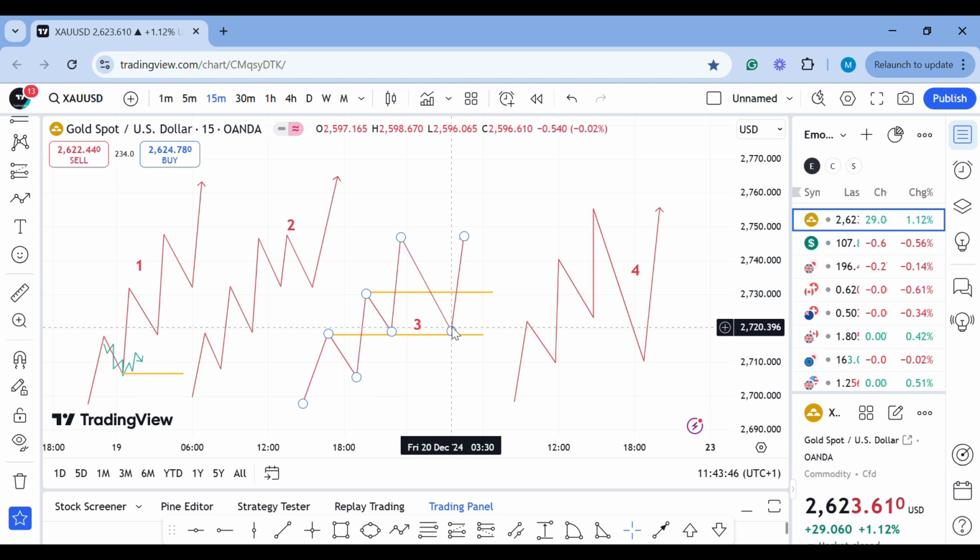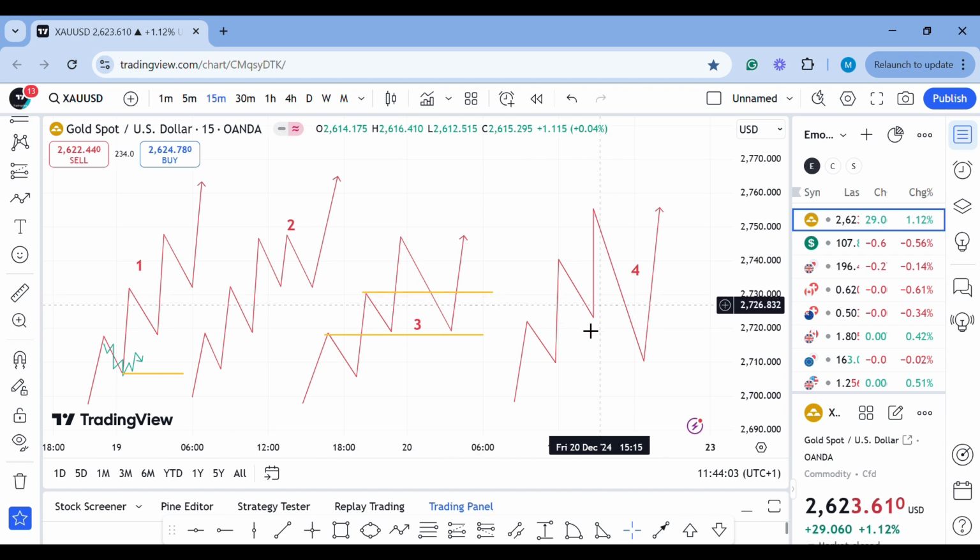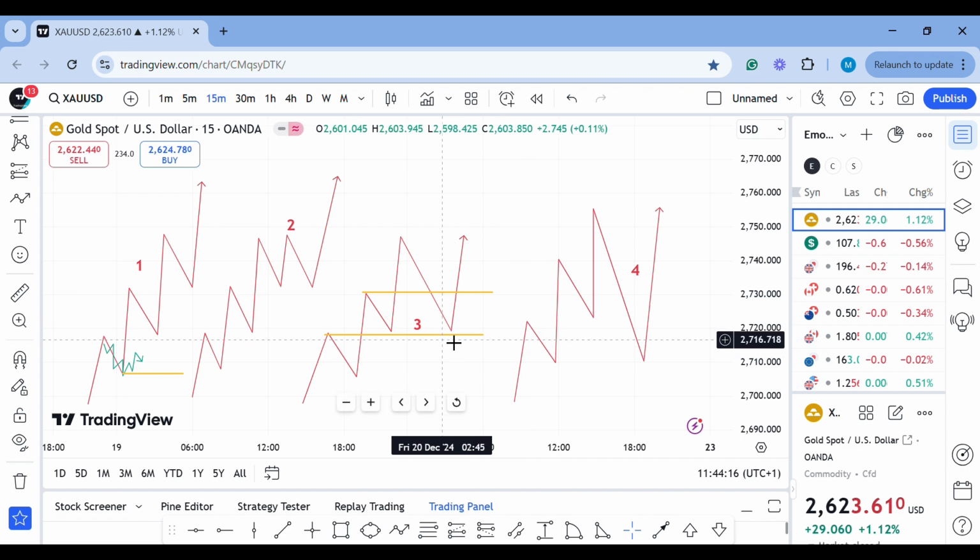So you should look for a possible entry from here, and your target should not be more than this recent high, because this pattern usually happens when the market is about to change its trend. You understand? Then this fourth wave pattern, it does not always happen. It happens once in a while. It's rare, but you will surely see it when trading.